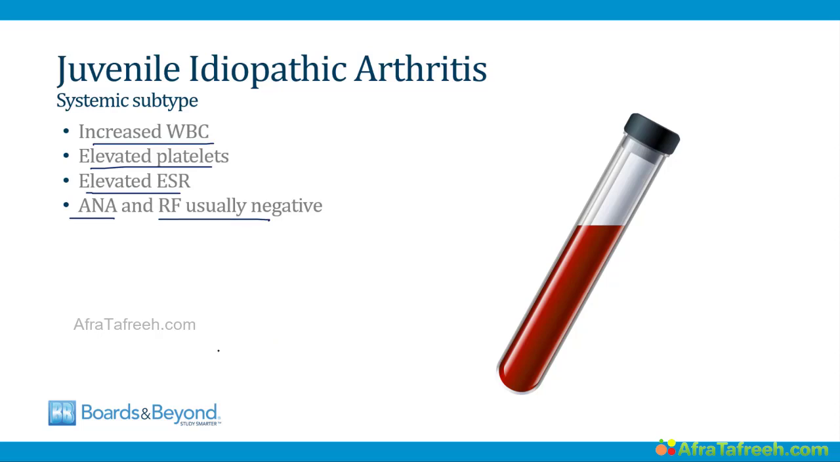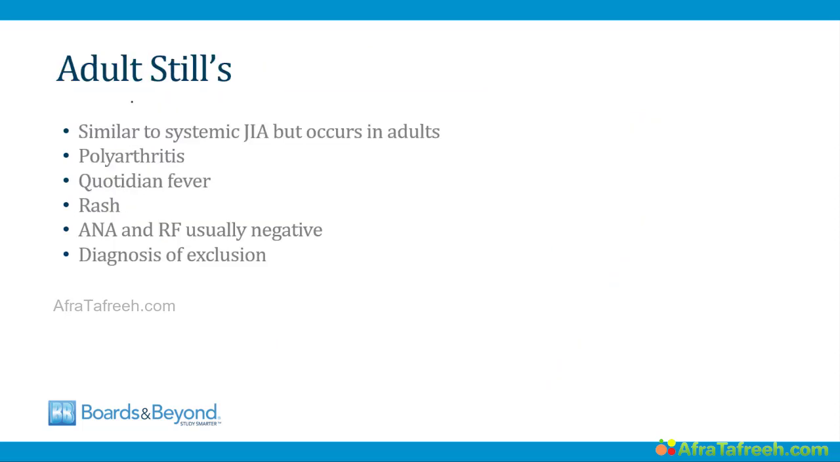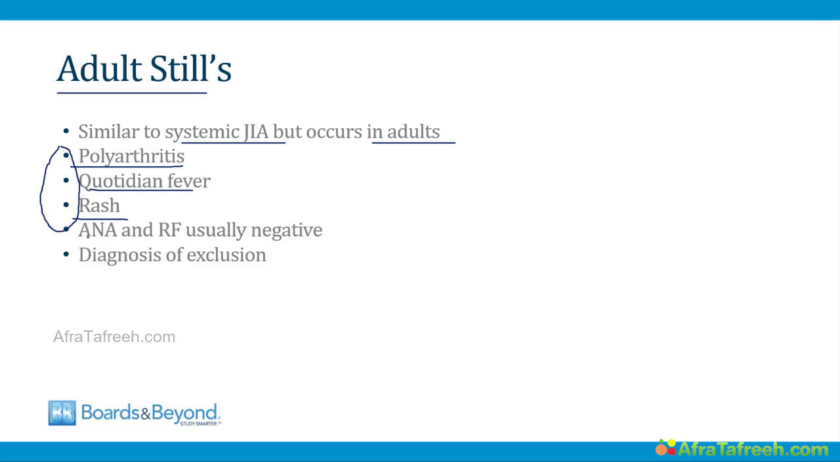And then there is a condition called adult Still's disease, which is similar to systemic juvenile idiopathic arthritis, but it occurs in adults. So adults with this condition have polyarthritis, they have the quotidian fever, they can also have a rash. These things can resemble rheumatoid arthritis or lupus, but the ANA and rheumatoid factor are usually negative. And this is basically a diagnosis of exclusion once you've ruled out other more common things like lupus.